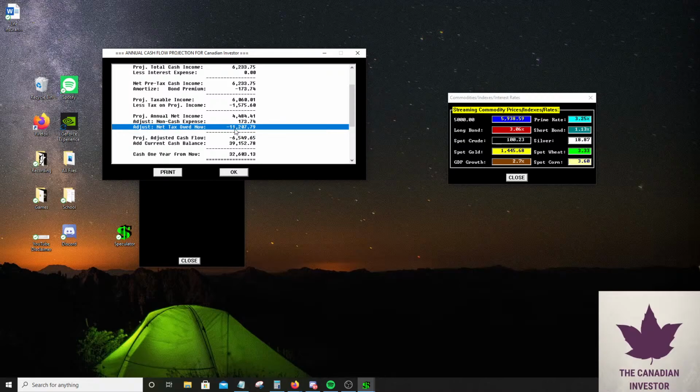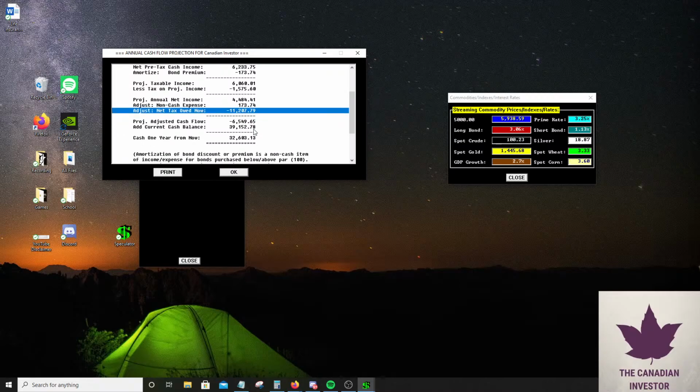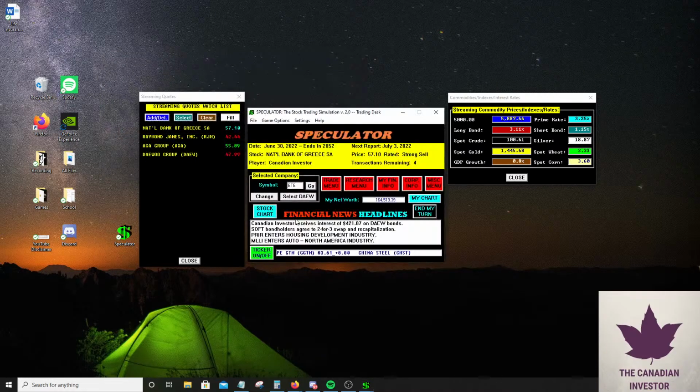We owe about $11,000 in taxes. I forgot to include that in my calculation. So at the end of the year, we should have about $32,000. So in this case, I'm pretty glad I kept some cash for taxes.